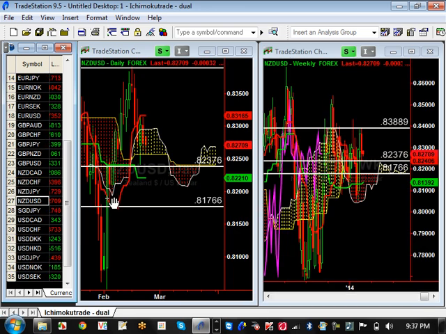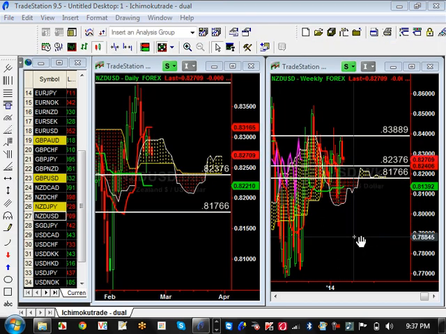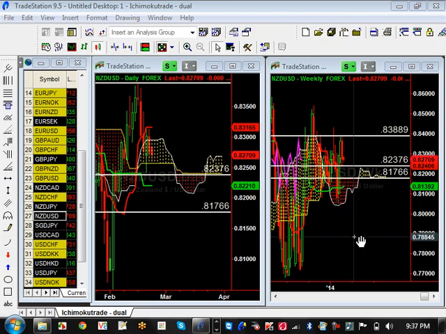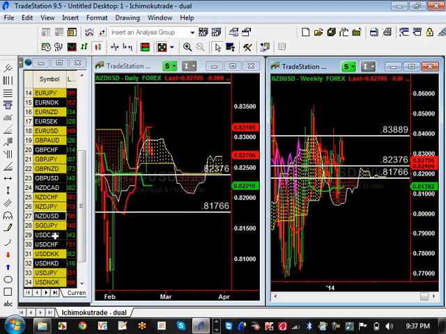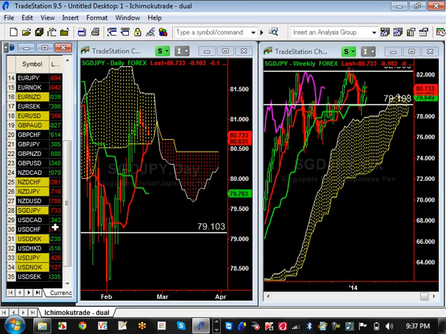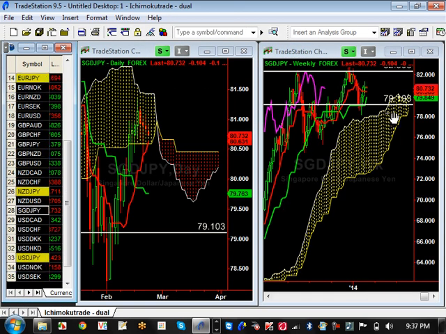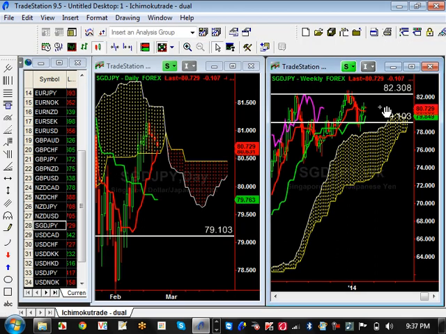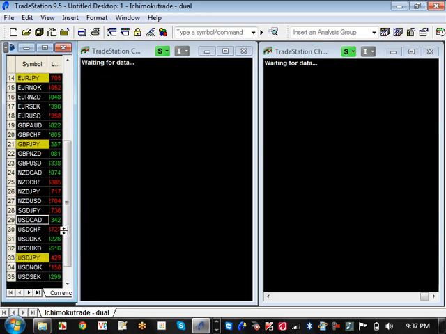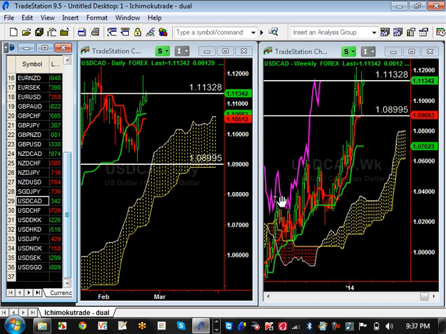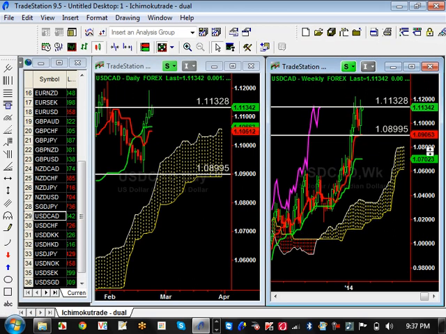New Zealand USD is one ugly pattern. Basically, if you look at it, 81.76 is a support. Resistance is 83.88. Singapore yen, really not doing anything at all. Bullish trending, but then decided to consolidate. Stuck between 79.10 and 82.30 right now. US CAD, bullish trending, believe it or not, and a major resistance at 11.32. Support on this one's going to be 8.99.